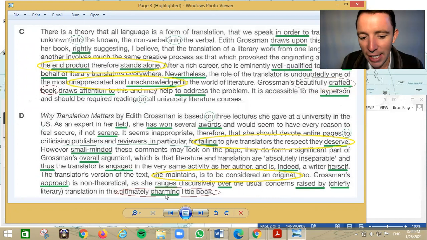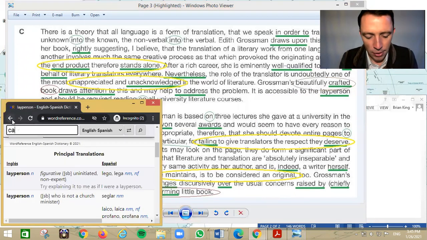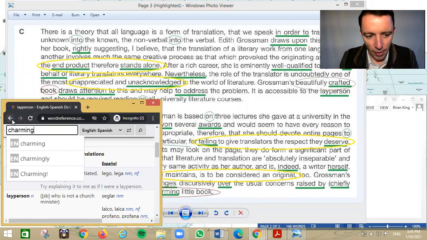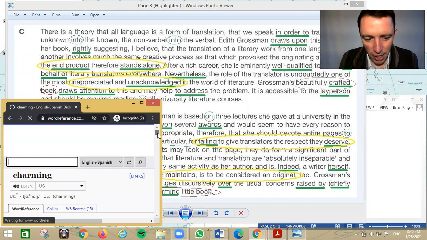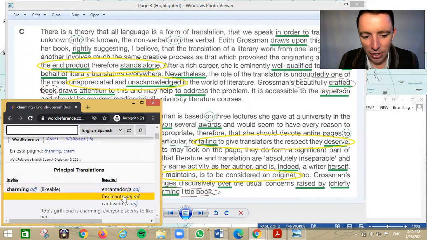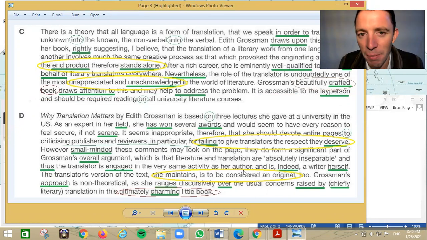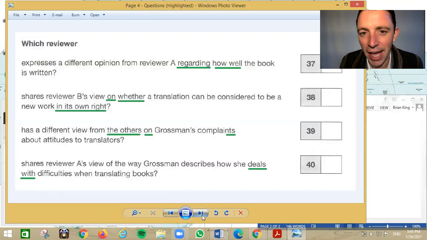And then charming is encantado. Charming little book. So I'll just get the translation here. Charming book. And here in Spanish it is encantador, fascinante. Okay, so a charming book is like a fascinating book. A charming person is a fascinating person. And very good vocabulary. So that's the end of the exercise.